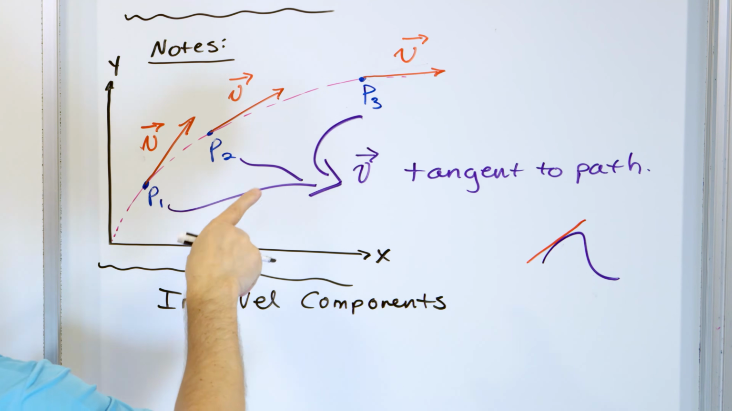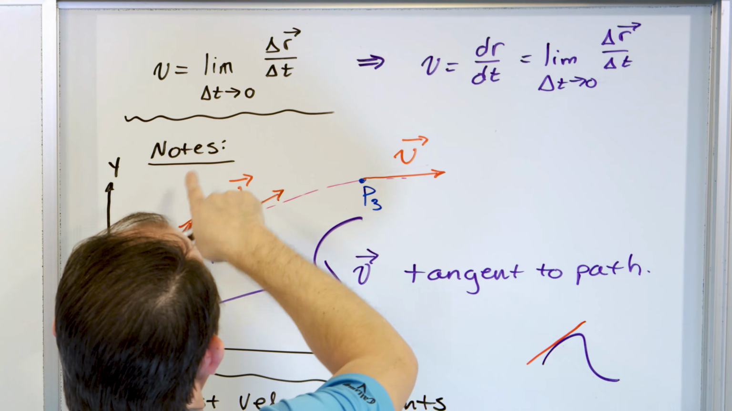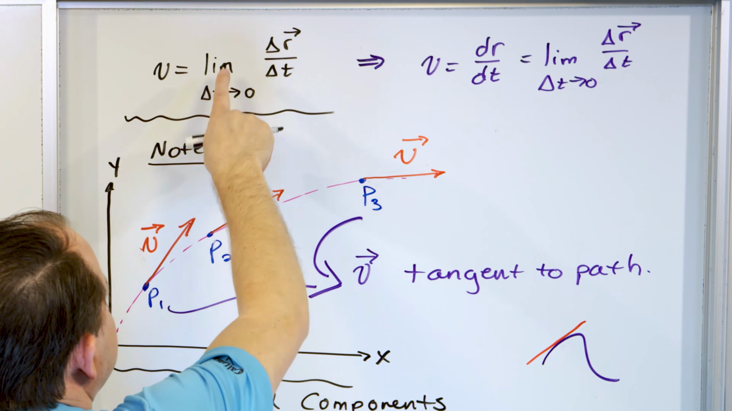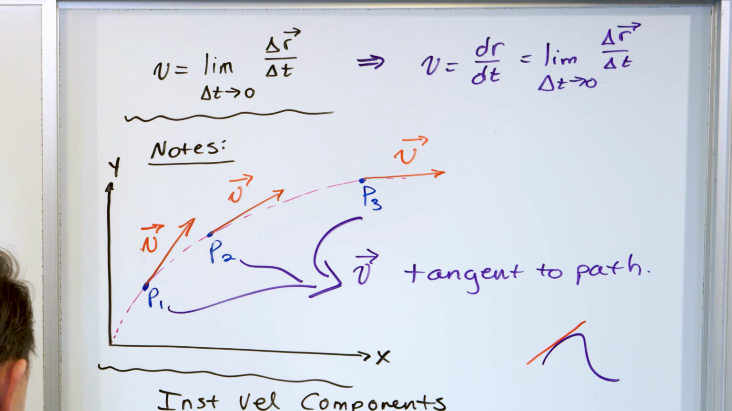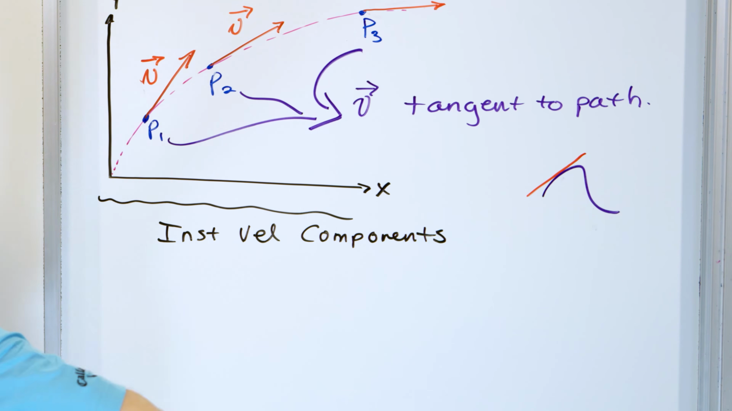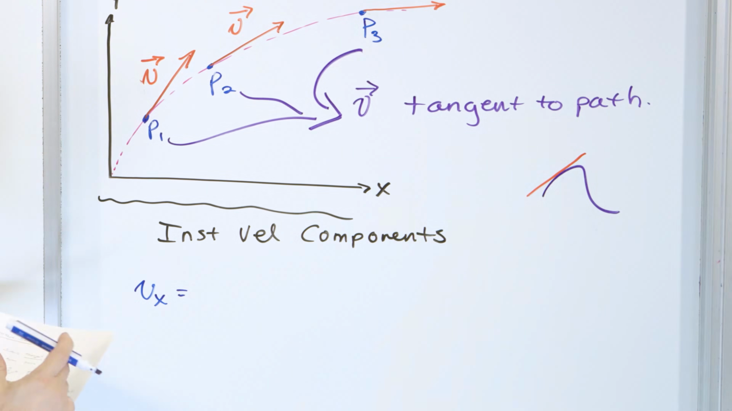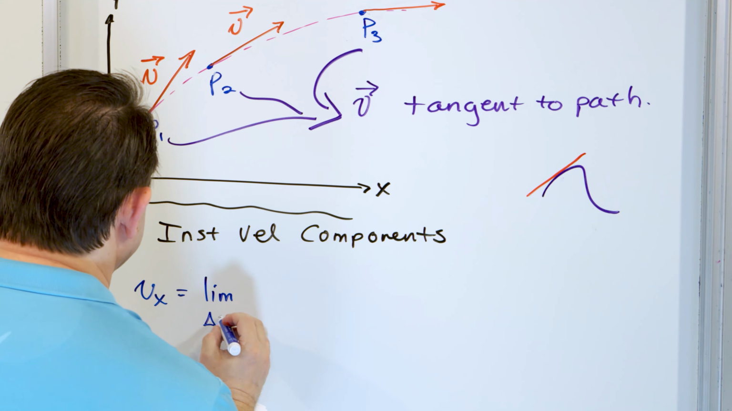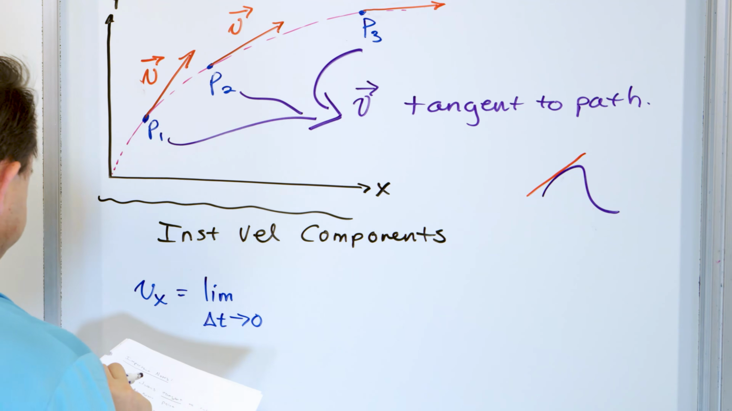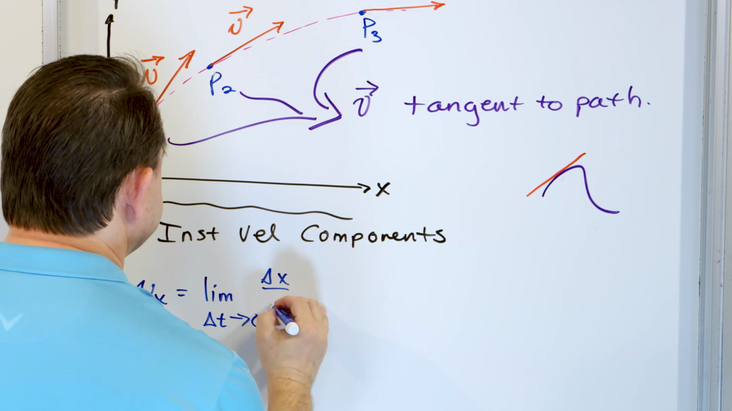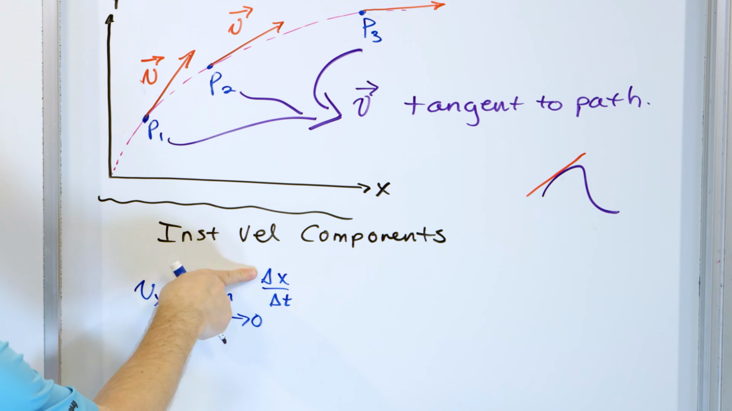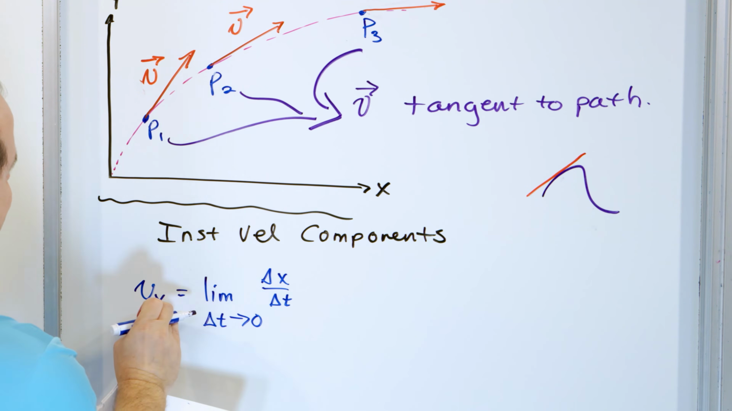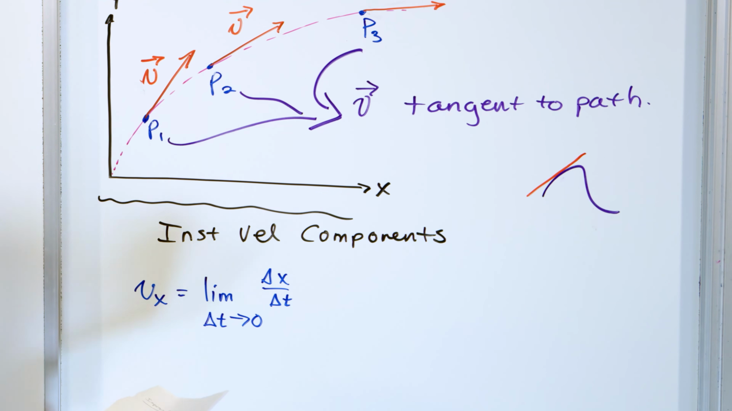So this equation right here: the instantaneous velocity is the limit of delta r over delta t. This is the vector equation, but we don't have to write it in vector terms. We can think of it in terms of components. We can say that the x component of the instantaneous velocity is the limit as delta t goes to 0 of delta x over delta t. All we do is see how far it went in the x direction, divided by the time, and we let that shrink down and we get the instantaneous velocity in the x direction.